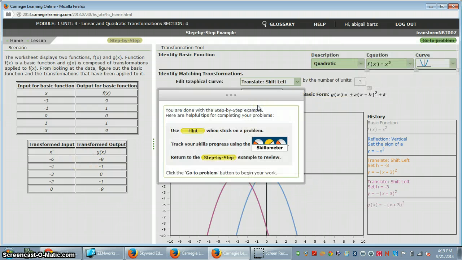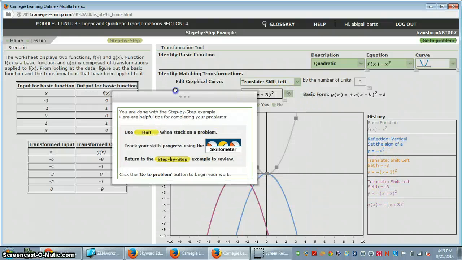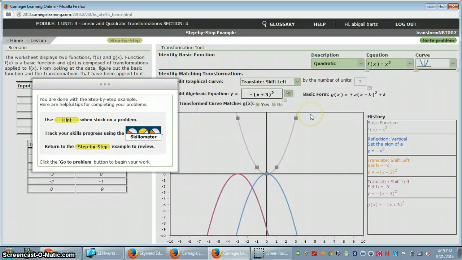So again, all you're doing is going through the problems and deciding the translations, and they'll ask you first to figure out your translation in terms of a reflection, possibly, or maybe it's going to be a shift up or down. Then look at your transformation and think about your shifting left and right, and then they're always going to ask you yes or no to see if it matches.